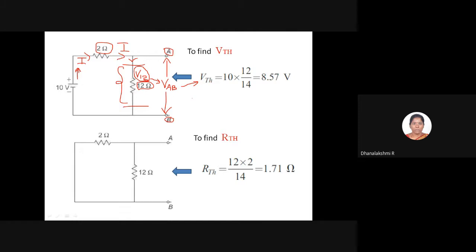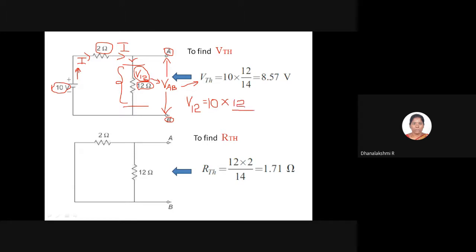So now, what is the formula for the voltage division rule? Our intention is to find the voltage across 12 ohm, so V12 we are going to find using the voltage division rule. We know that it is the total voltage, and here the total voltage is 10 volt. So 10 multiplied by the resistance at which we want to find the voltage. Out of this 2 and 12, we want the voltage across 12 ohm, so that resistance.